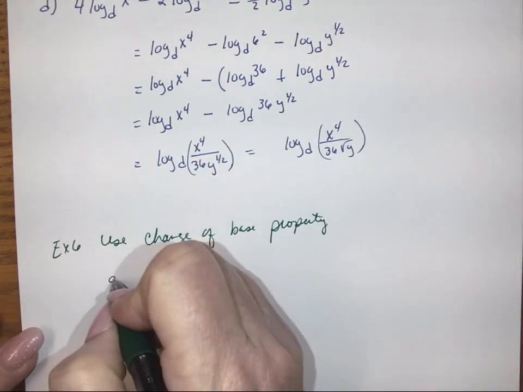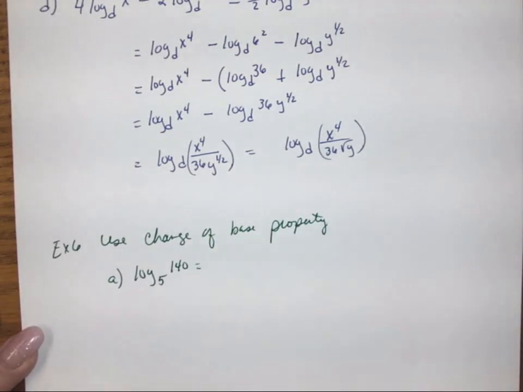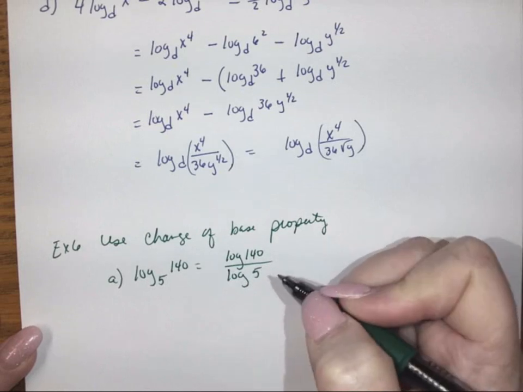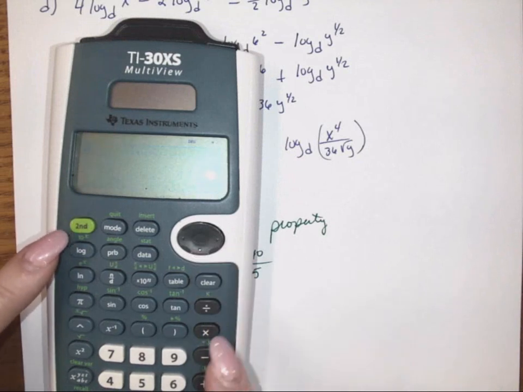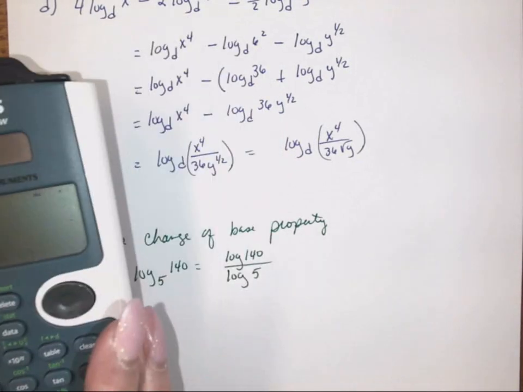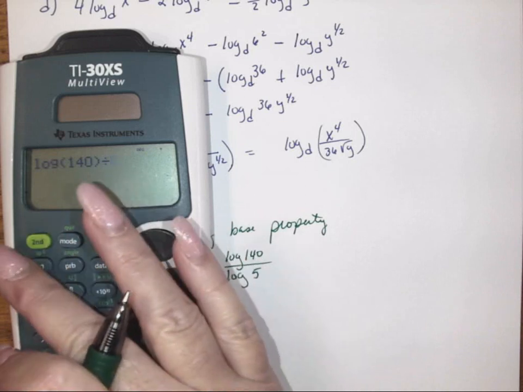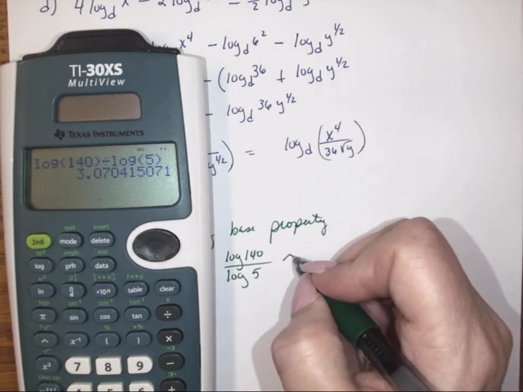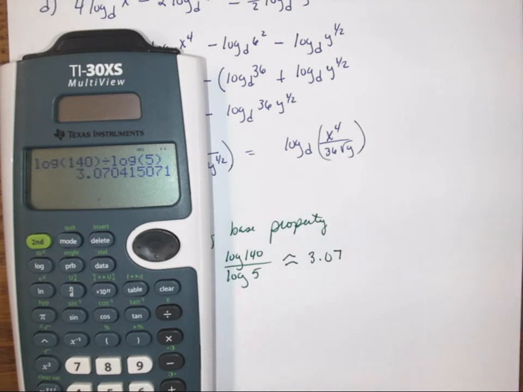So for part A, we have log base 5 of 140. So we're going to do log of 140 over log of 5, and you're going to put that in your calculator. Using your calculator, this is your log button right here. You're going to put in the log of 140, close your parentheses, divided by the log of 5. And then you'll get your answer. So it's going to be approximately 3.07, depending on what they're giving you for values, or decimal places.